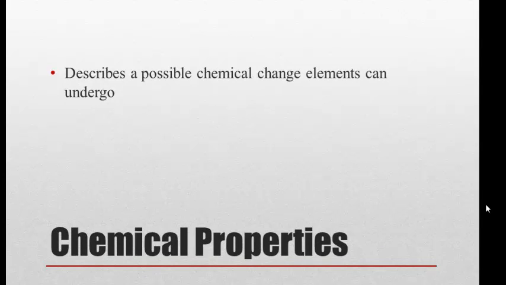Another kind of property that chemicals or matter can be classified on is chemical properties. Chemical properties describe any possible chemical change elements can undergo. A new substance is always produced, and the new substance has different properties.